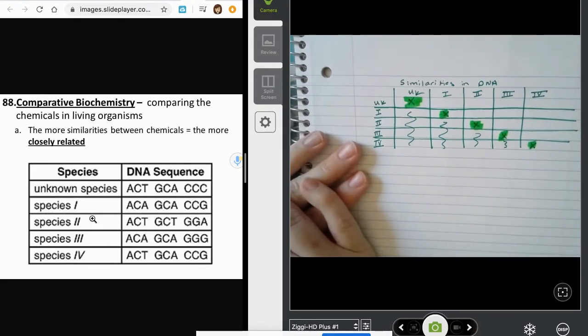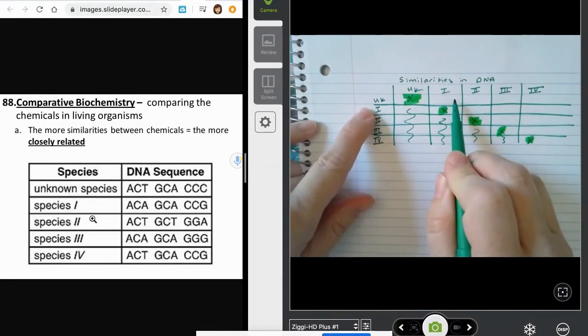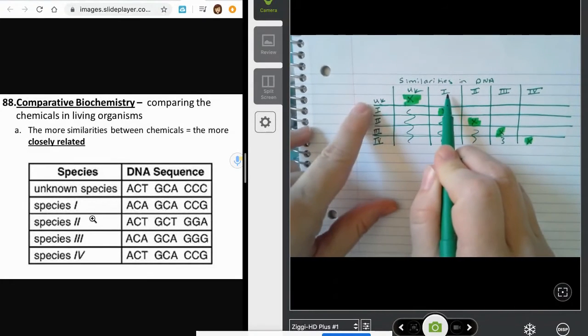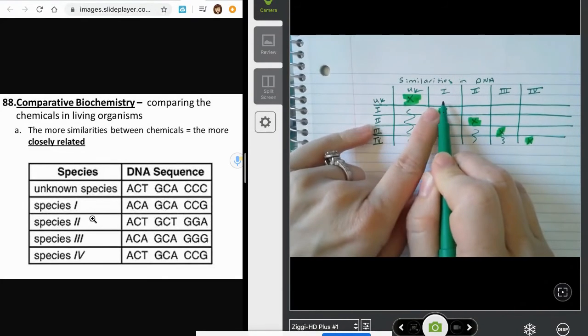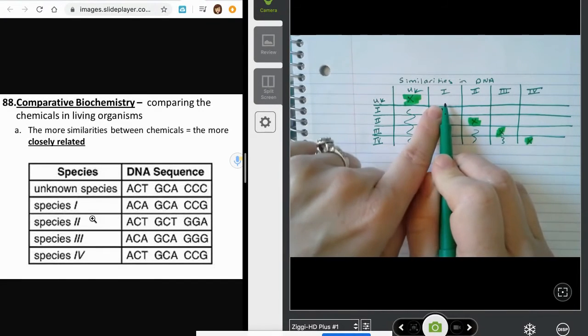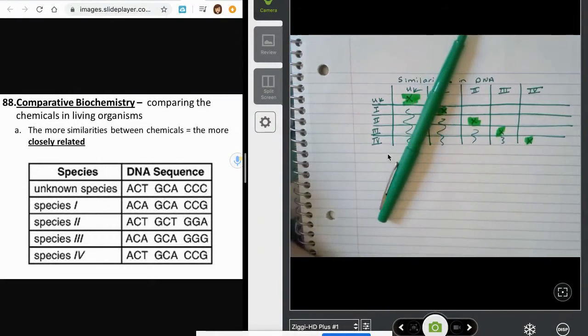Okay, so now it's time to count. This is honestly kind of fun. I'm going to compare the number of similarities between species 1 and the unknown. It's like Punnett squares. You pull the side and the top together. The more similarities they have, the more closely they are related in evolution. That is a key point for this lesson. So let's go over here, follow my cursor.